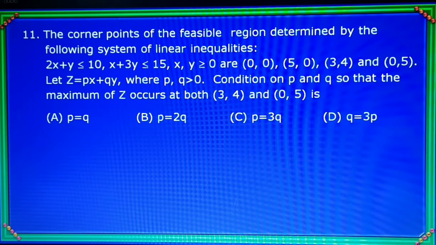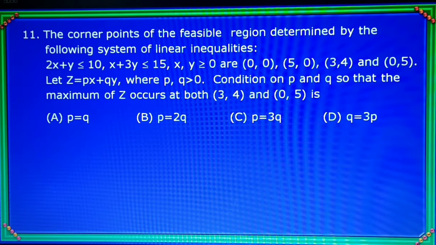Question number 11. The corner points of the feasible region determined by the following system of linear inequalities: 2x plus y is less than or equal to 10, x plus 3y is less than or equal to 15, x comma y greater than or equal to 0 are points with coordinates 0, 0, 5, 0, 3, 4 and 0, 5.